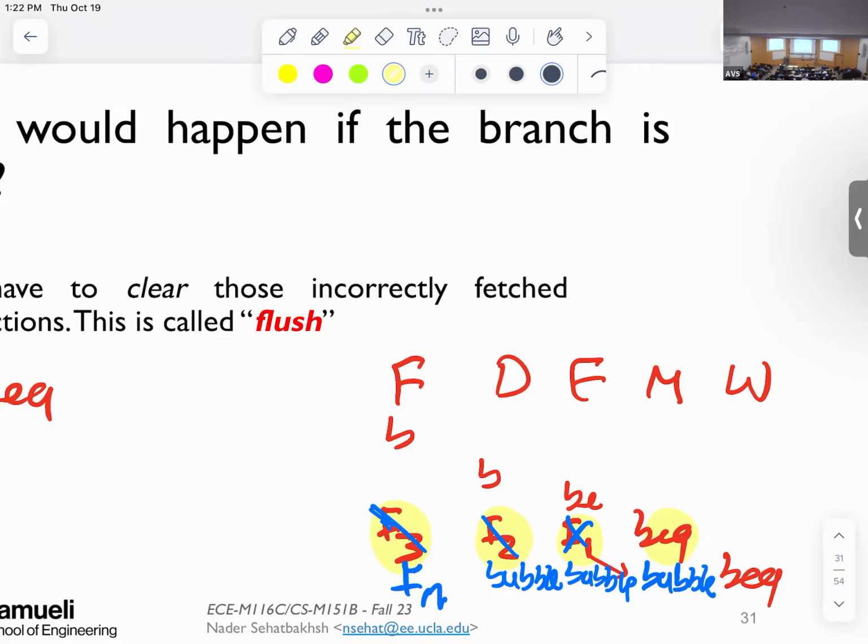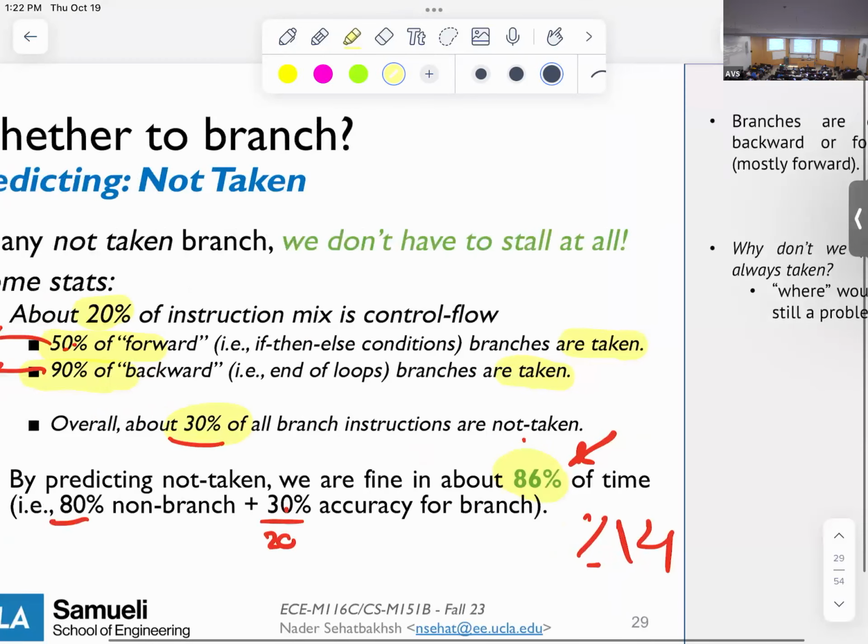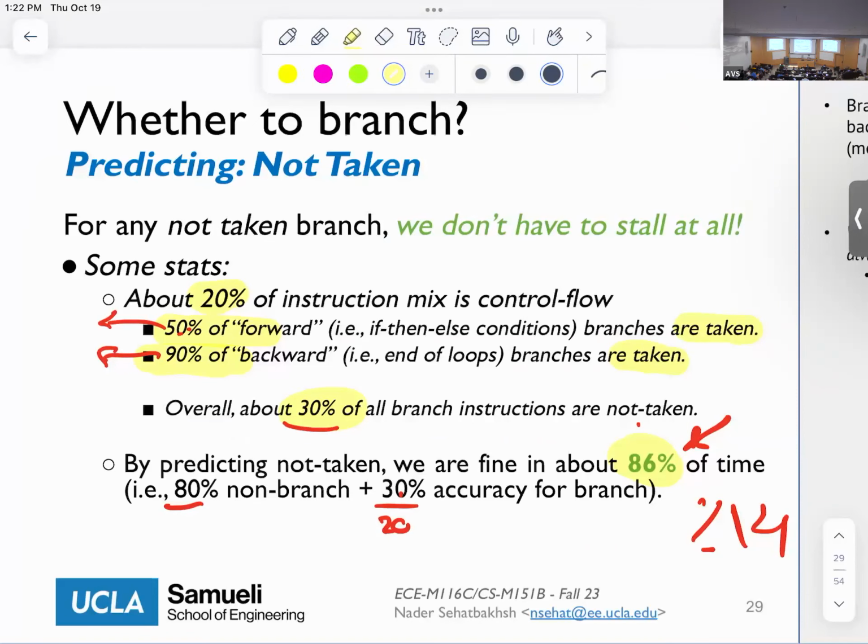Question: based on the stats, you're taking the branch off, so would it make more sense to take the branch? That's a great observation. If you actually look into these numbers, it means I'm kind of tricking you, because it seems that most of the time the branch is taken. So it might make more sense to do always taken. The problem with always taken is that I need the address as well.